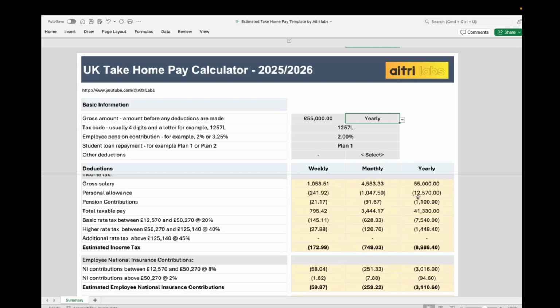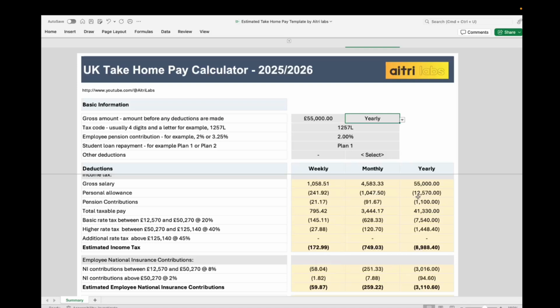So, income tax deductions. There's the basic rate tax, which is anything between 12,570 and 5270. This is taxed at 20%. And anything you have left over goes into the higher rate tax bracket, which is between 5270 and 12540. Now this is taxed at 40%.